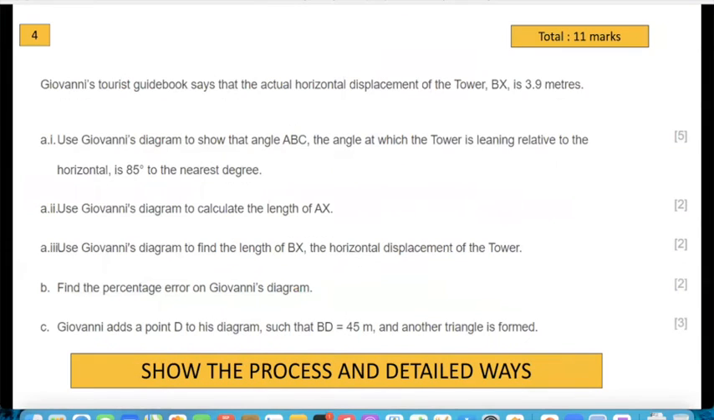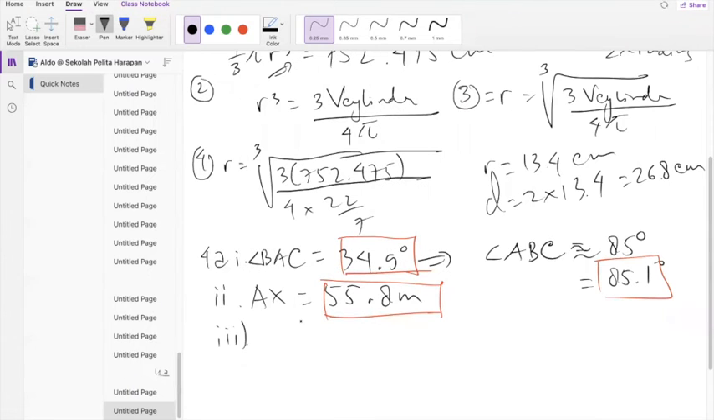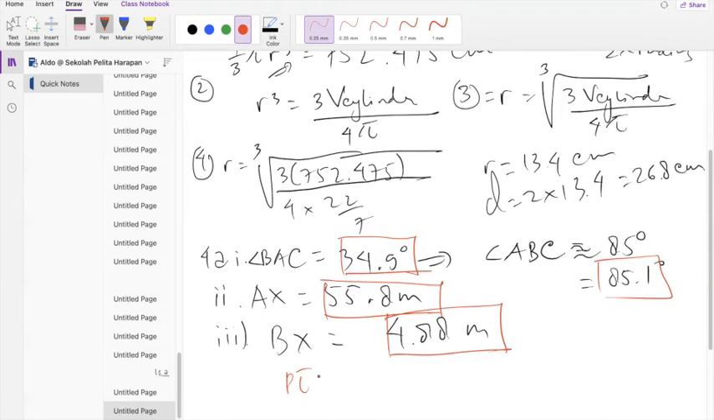Part III is asking what? Okay, so BX is equal to 4.88 meters. And then the percentage error for part B is equal to 25.1%. Okay, so that's all the answers for the questions in exam paper 1 multiple topics.